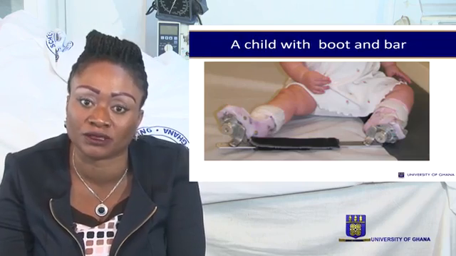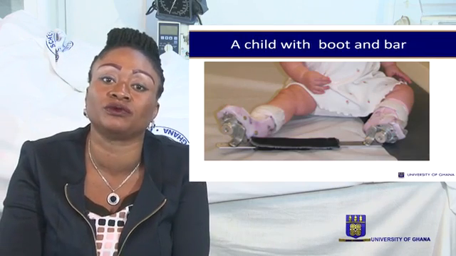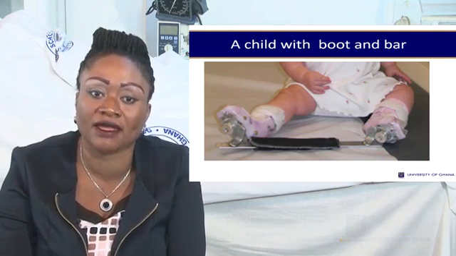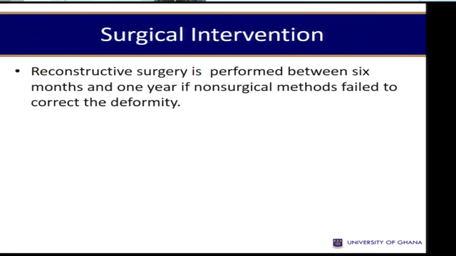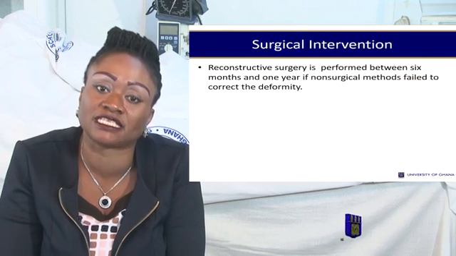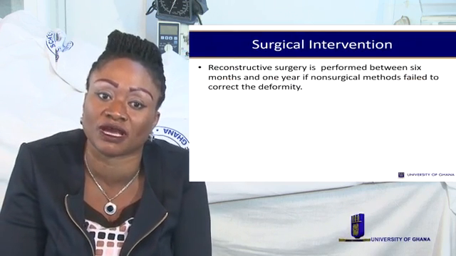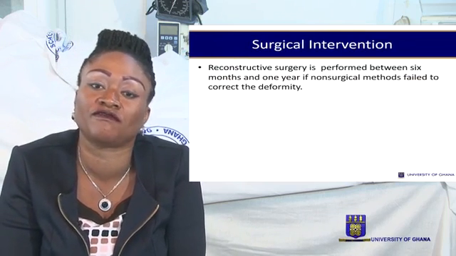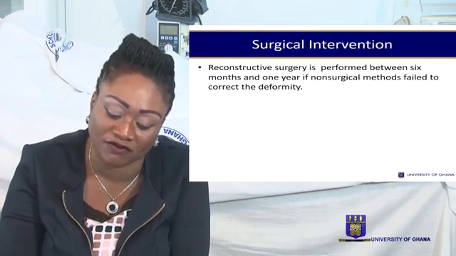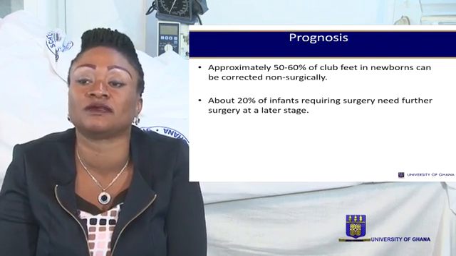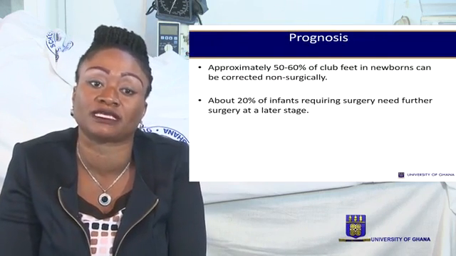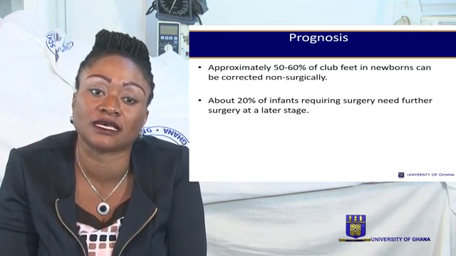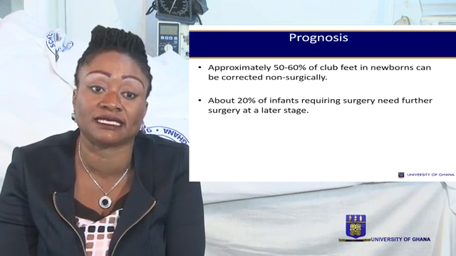This is the boots and bar, a child with boots and bar for correction. Surgical interventions may include reconstructive surgery, and this is performed between 6 months and 1 year if non-surgical methods fail to correct the deformity. So initially, the patient is taken through physiotherapy exercises. A cast may also be applied.